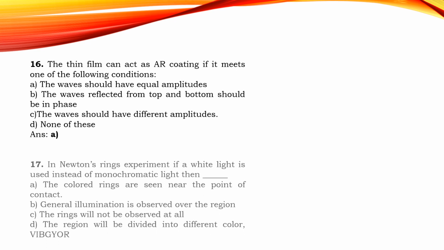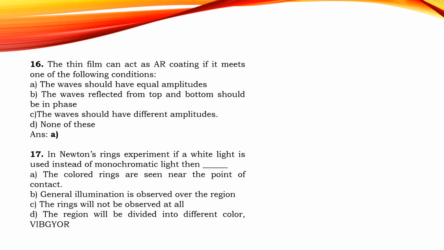Next is in Newton's ring experiment, if a white light is used instead of monochromatic light, then, and the options are the colored ring are seen near the point of contact, general illumination is observed over the region, the ring will not be observed at all, the region will be divided into different colors, VIBGYOR. And the right answer is option A, the colored ring are seen near the point of contact.